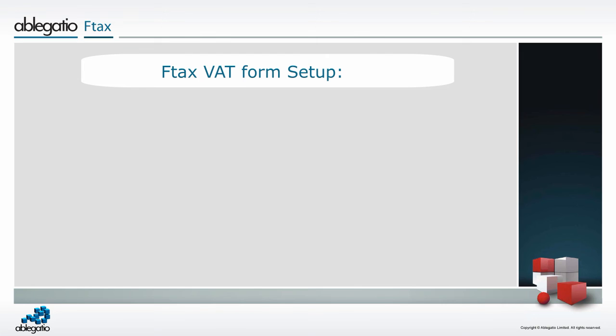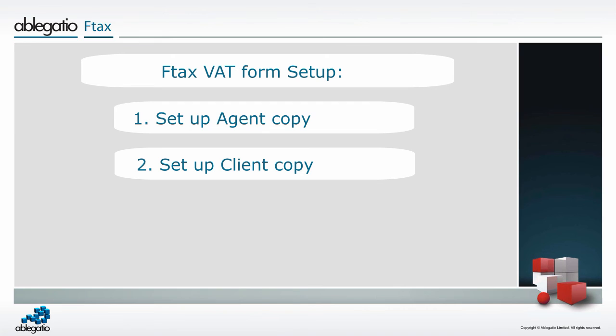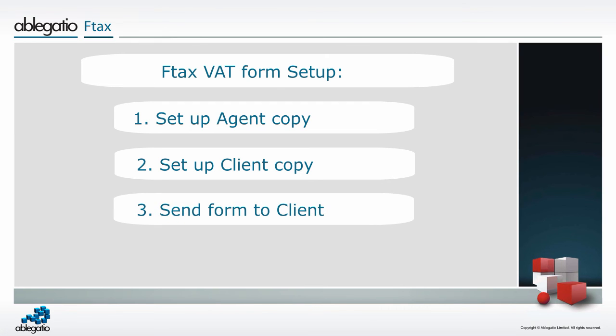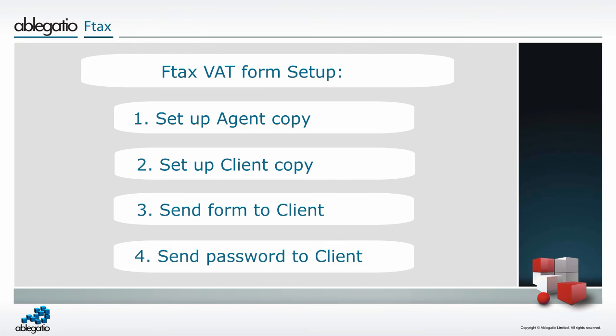To set up the FTAX VAT form, unless your client is completing the form entirely by themselves, then you should set up an agent copy. Unless you are completing the form entirely on behalf of the client, you should then set up a copy for your client, send the client a copy, for example by email, and give the VAT form password to the client using a different means, for example, telephone.